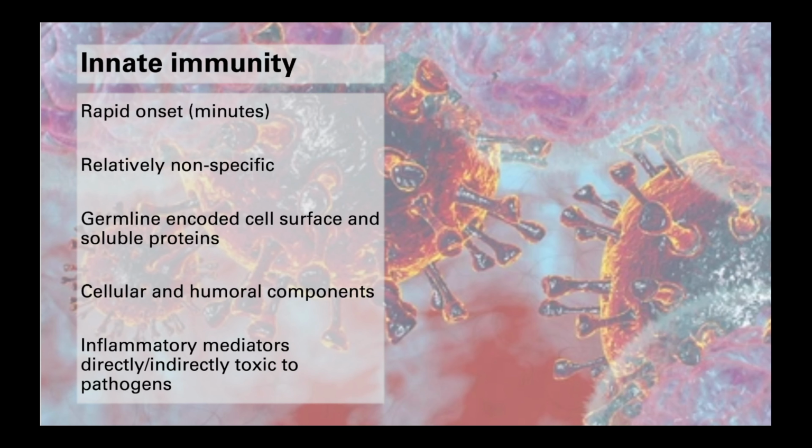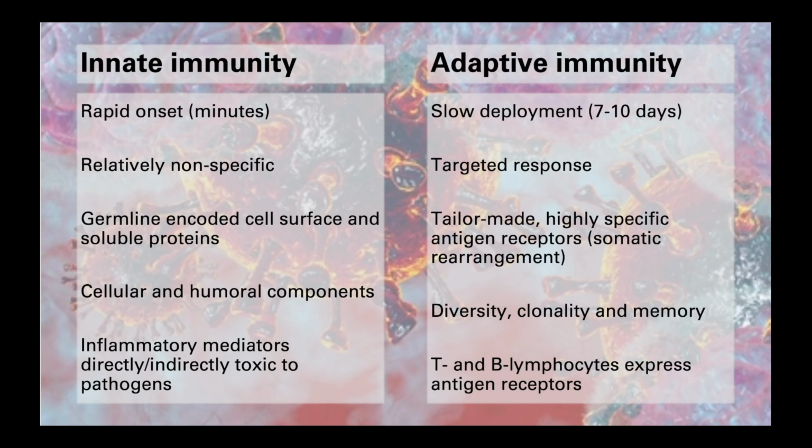So although it can tell the difference between, say, a bacterium and a virus, it's unable to tell the difference between the multiple different types of bacteria that we might encounter as part of our daily lives. So in that respect, the specificity is very limited. The cell surface proteins and soluble mediators of the innate response are germline encoded. So this means they have been inherited from your mother and father as they are expressed by them. And there is a wide range of cellular and humoral components, and these inflammatory mediators can be directly or indirectly toxic to the pathogens.